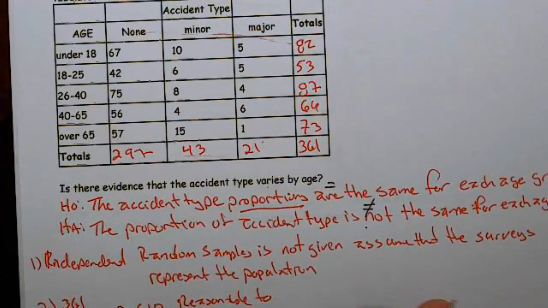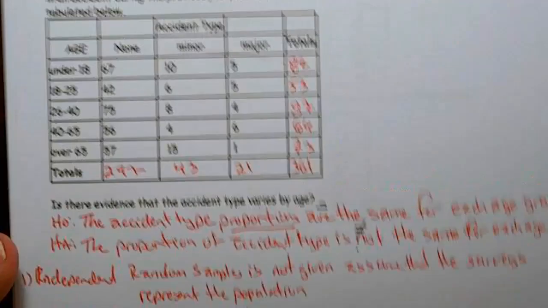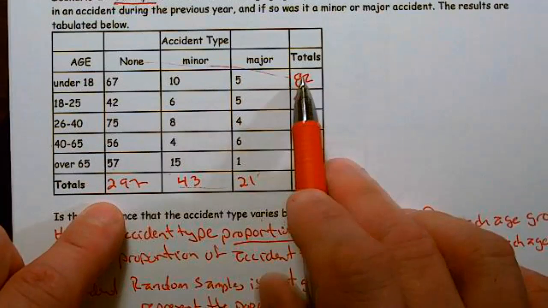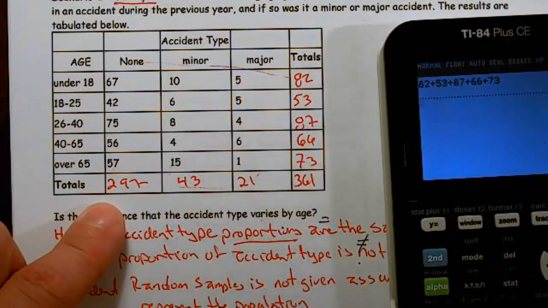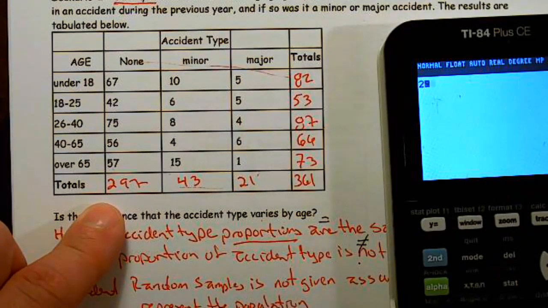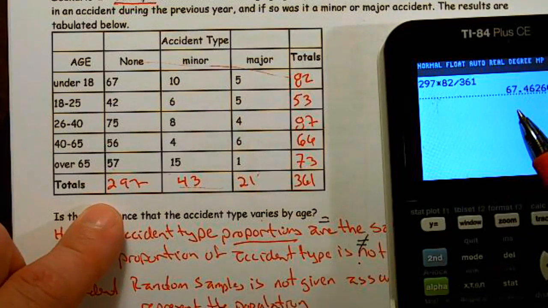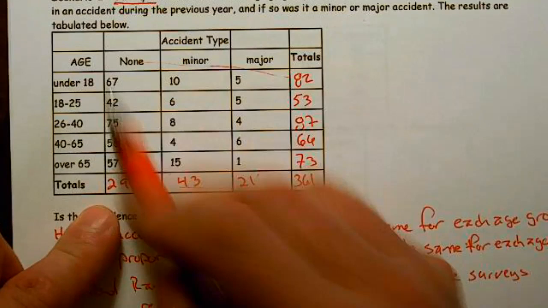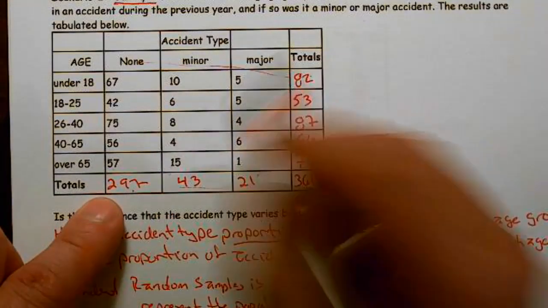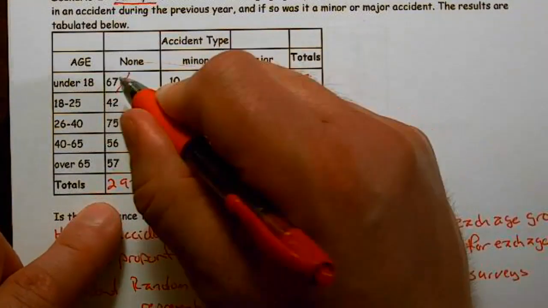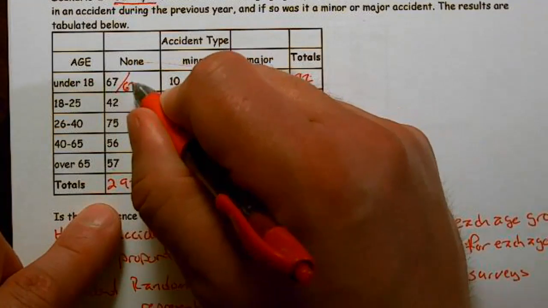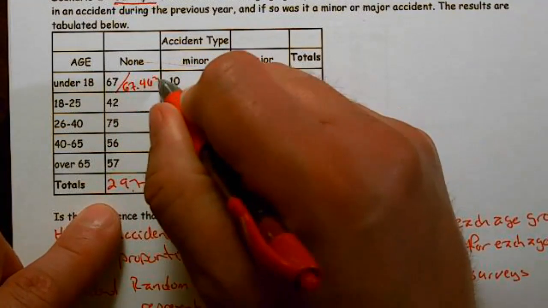Okay, so we have our conditions done, but we need to take care of the expected. So when I do this and go 297 times 82 divided by 361, I get 67.463. Because remember, this times this divided by this, and I can do that for each one of them, or I can use the matrix. So let's jump into the matrix real quickly and put this in.